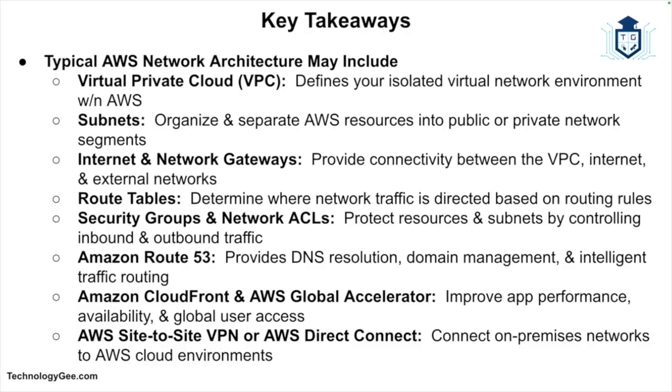You got Route 53, which handles your DNS and routing. You got CloudFront and Global Accelerator that improves your performance. And then you have a VPN or a Direct Connect that connects your on-premises network. And this isn't just a theory. This is exactly how real companies build cloud infrastructure. So why does any of this stuff matter?